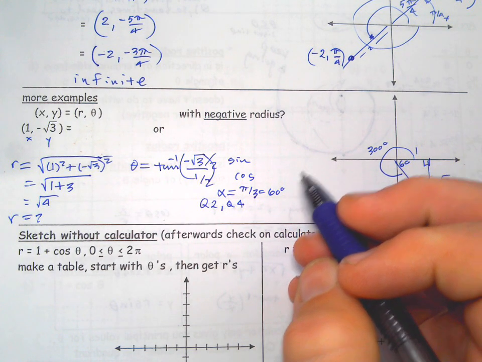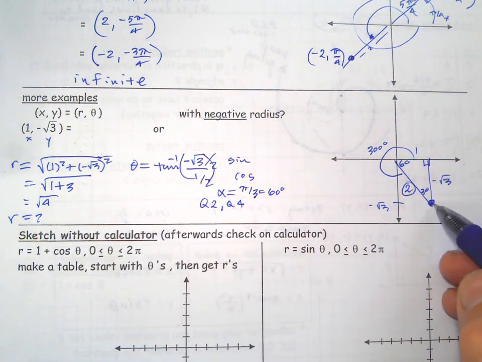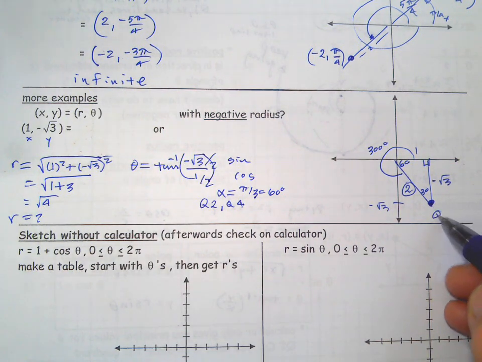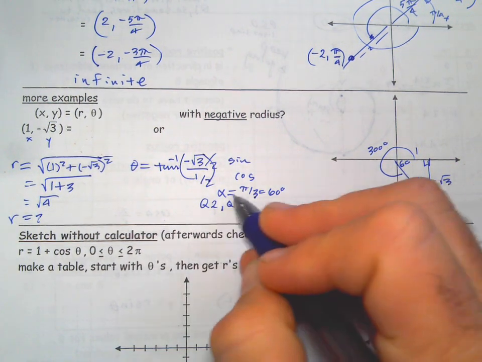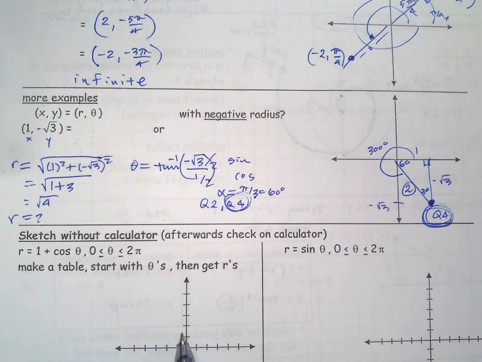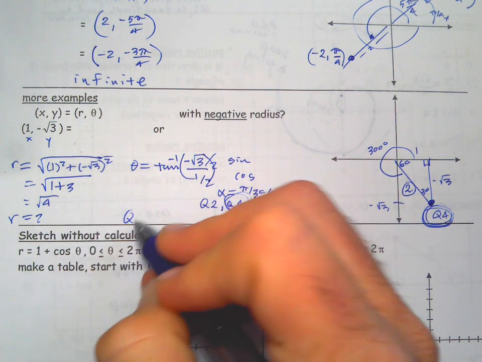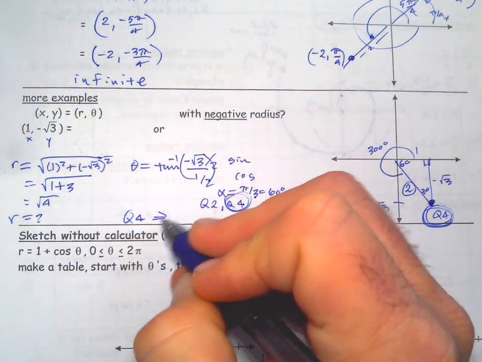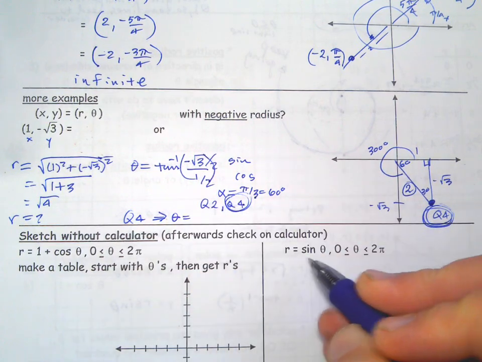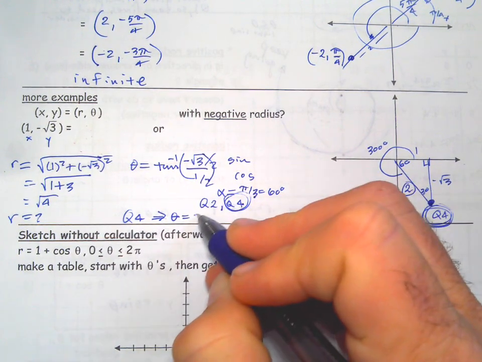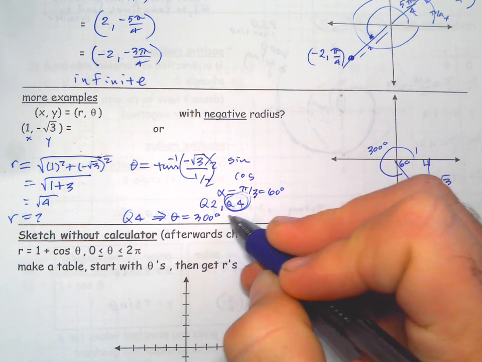Now, it's not either one, because look at the picture. We know this is for sure quadrant 4. So there's not going to be two different answers here. It's got to be quadrant 4. And so in that case, theta equals 300 degrees or 5 pi over 3.